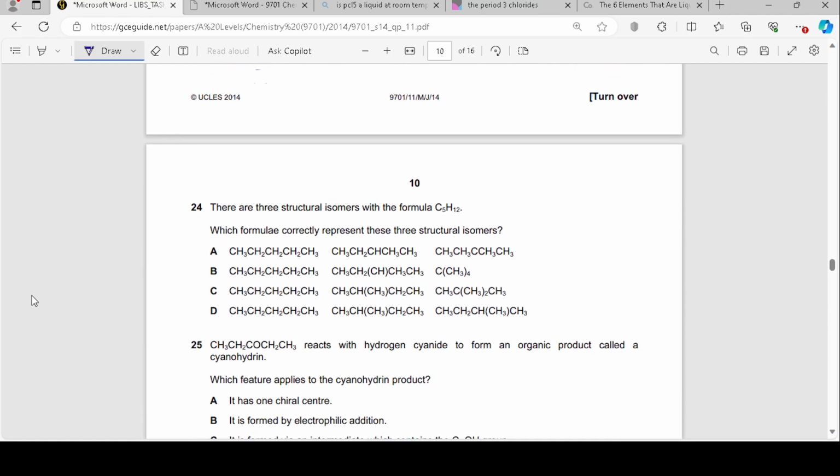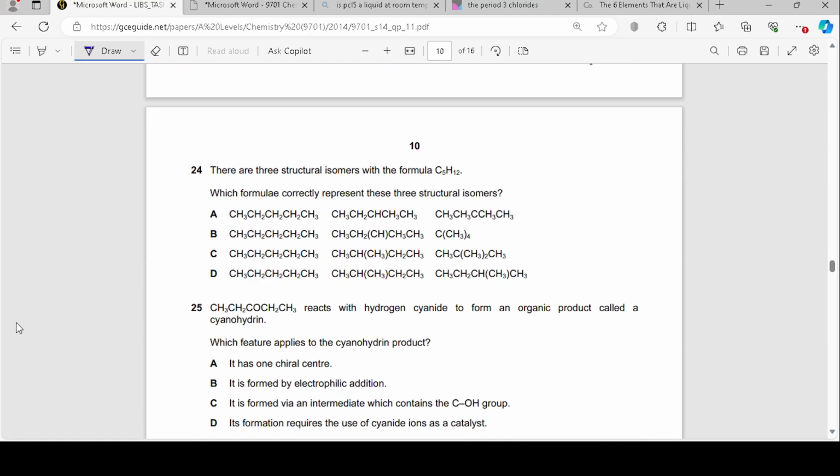There are three structural isomers in the formula C5H12. Which formulae correctly represent these three structural isomers? Okay, so let me draw them out. Firstly, they're all alkanes, right? Because it's CnH2n plus 2. So firstly, I can have this straight chain, so that's one isomer that I can have. Then I can have something like a butane with a branch. So that's another isomer. And then I can have propane with two branches. Okay, so that is three isomers that I can see.